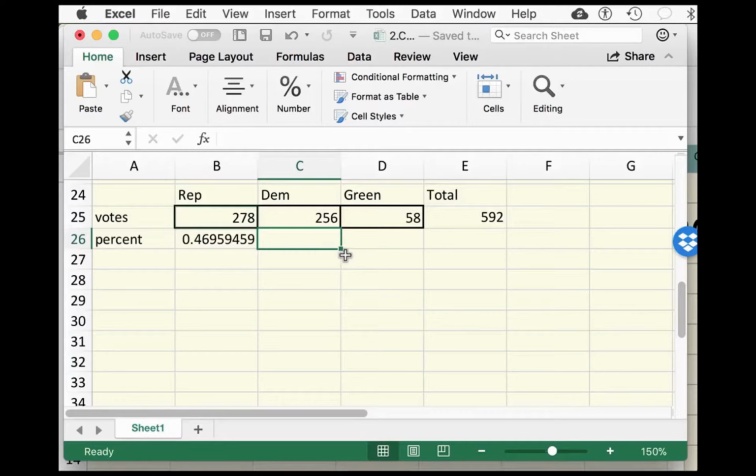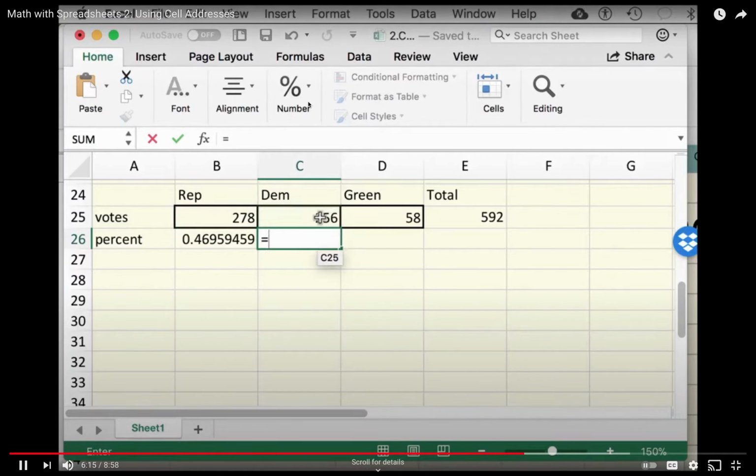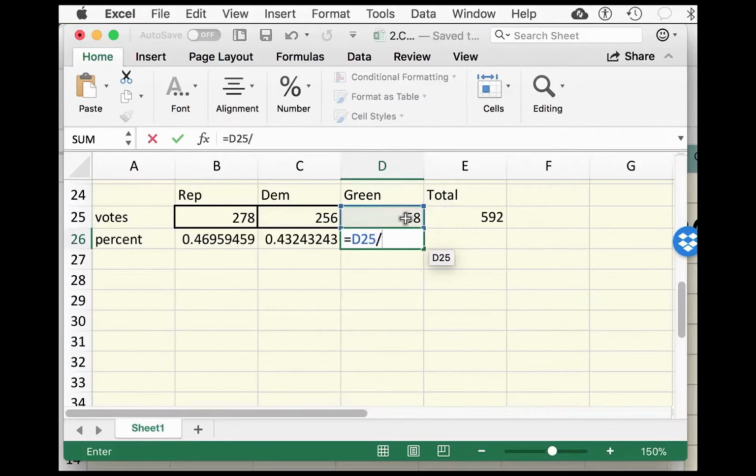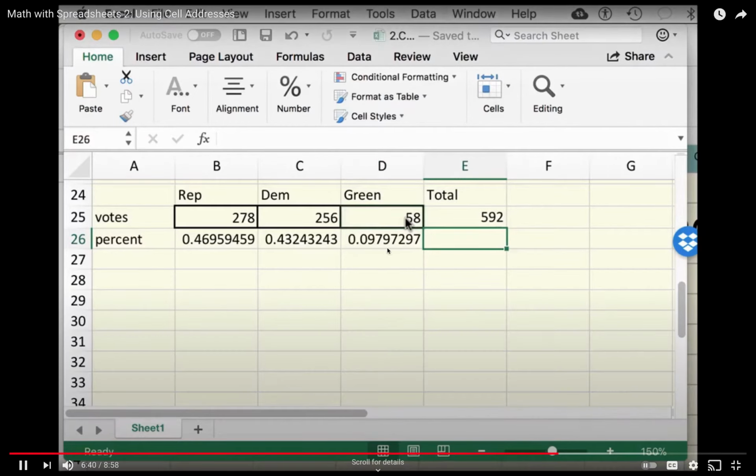You could then go into percent mode. It's right at the top of the screen. I'll circle it here. And then you go to percent if you'd like. Now, Democrat percentage or proportion takes C25 over E25. The Republicans won here, but did not get a majority, depending on the format. There may have to be a runoff, I don't know. So here with the green, D25 is divided by E25, and that's going to be a smaller proportion, about 9.8%.